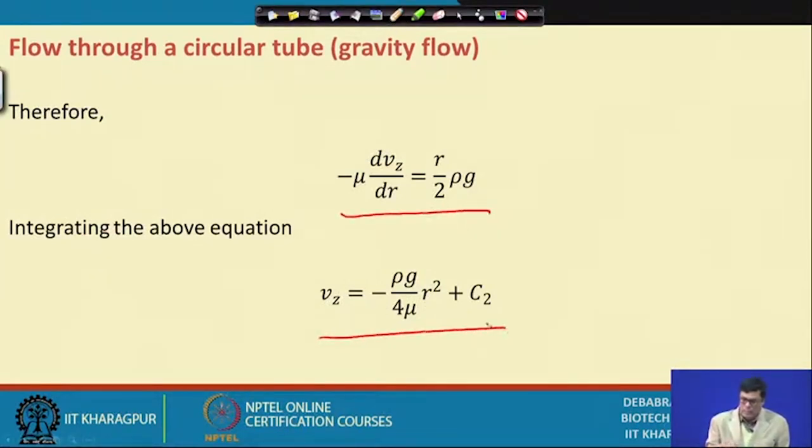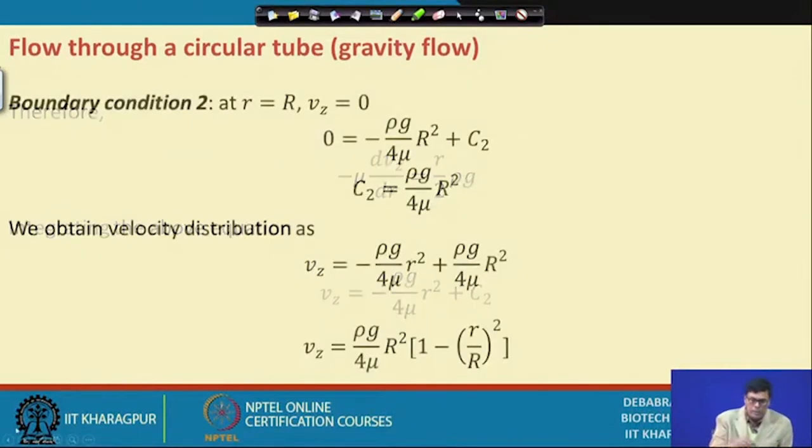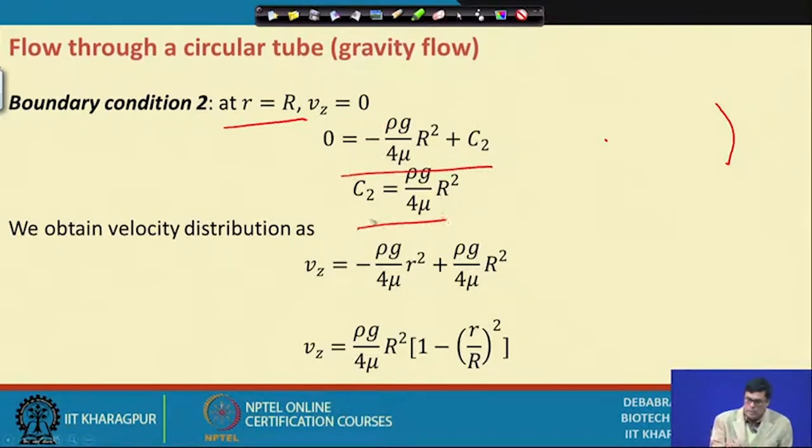Then we can derive the equation Vz equal to this, where C2 is the integration constant. Then if we apply the boundary conditions, small r equal to capital R, I showed you the small r here and capital R here, then Vz equal to 0, and the equation will be this. Then RC2 will be this, combining this we get the equation, and if you take this common, your final equation will be this.